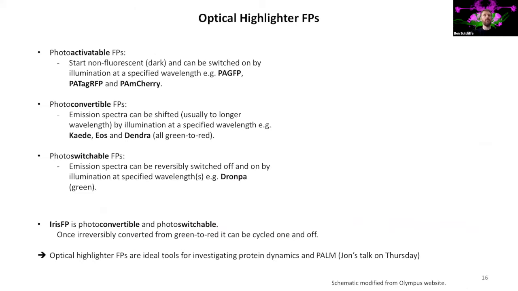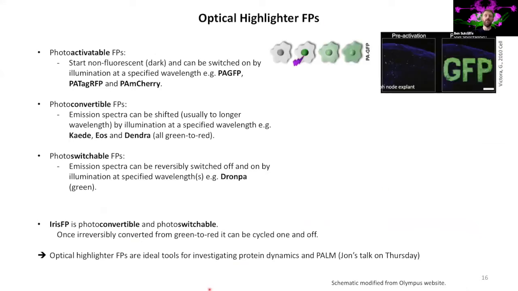Along the lines of fluorescent proteins, we have optical highlighter fluorescent proteins. So these are photoactivatable, so they're initially dark. For photoactivatable GFP, for instance, it's initially dark, and you switch it on using a 405 laser, and then you can see where your protein goes within the cell. Here you can see in this fixed specimen, they've just photoactivated the word GFP into the sample. There's also red versions, so PA-mCherry is a photoactivatable mCherry.